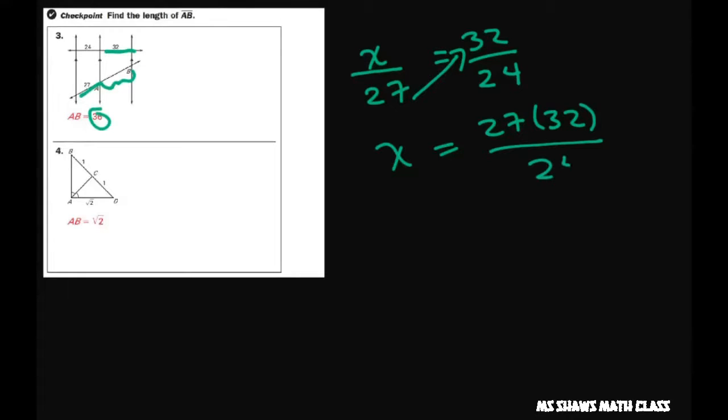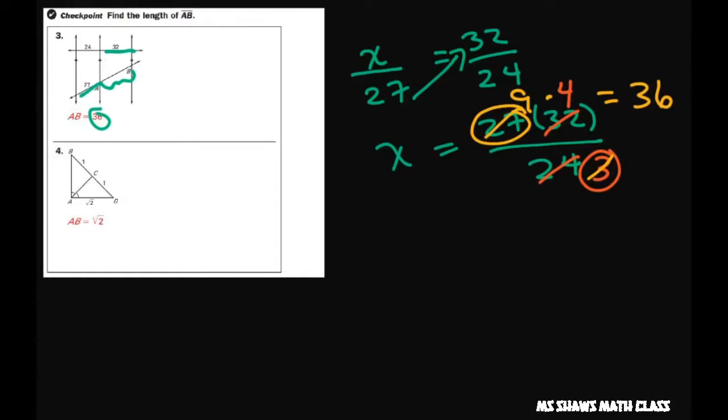And again, if you want to do this without a calculator, let's just start reducing. Let's divide 32 by 8 and you get 4. And 24 by 8 and you get 3. 3 goes into 27 9 times. So 9 times 4 equals 36.